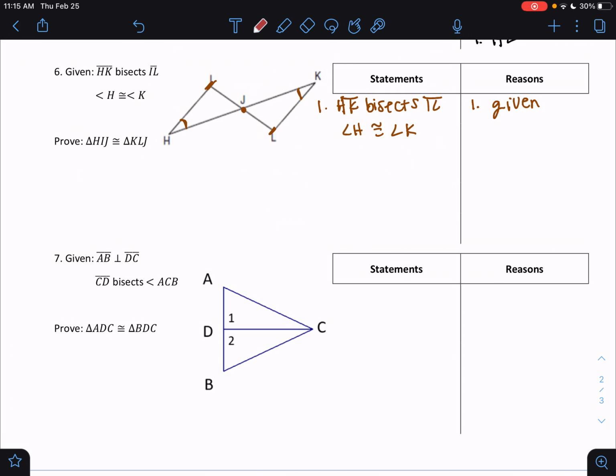So the first thing that I notice here is that because HK is bisecting IL, that means that these parts right here are congruent. Now it's not the other way around, because this is the line that is bisecting the other one. So that means that the one that is bisected is congruent. So for number 2, I'm going to say that IJ is congruent to JL. And that is because it is the definition of a bisector.